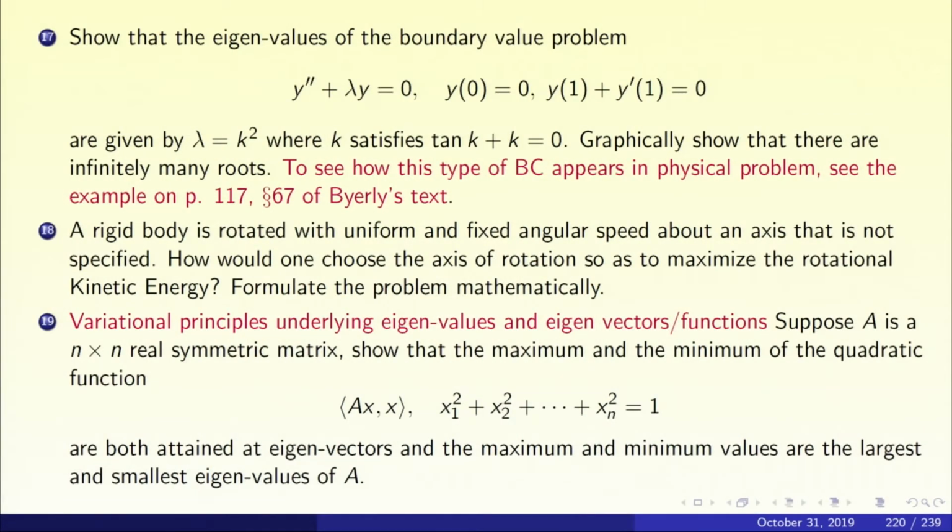A rigid body is rotated with a fixed uniform angular speed. Let us normalize it and assume that the angular speed is 1 unit. Now, how should I choose the axis of rotation? What is variable is the axis of rotation. We must choose the axis of rotation in such a way that the rotational kinetic energy is maximized. So, how would one formulate this problem mathematically? That is the first issue.